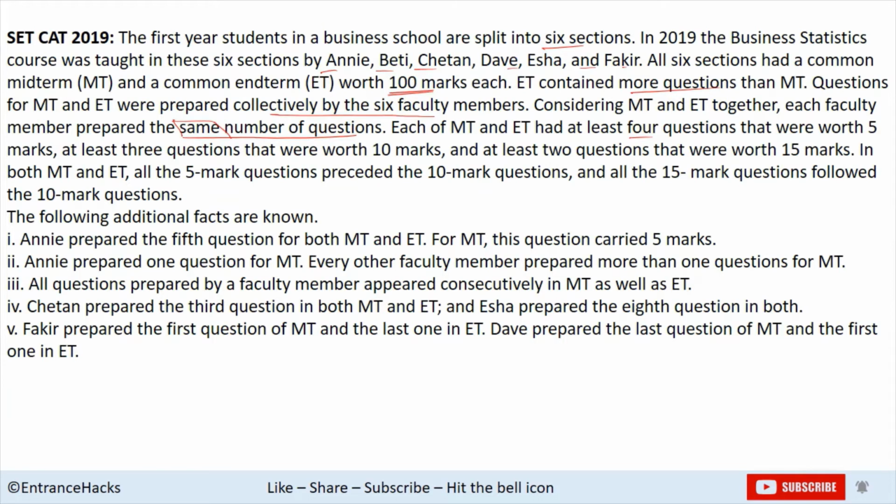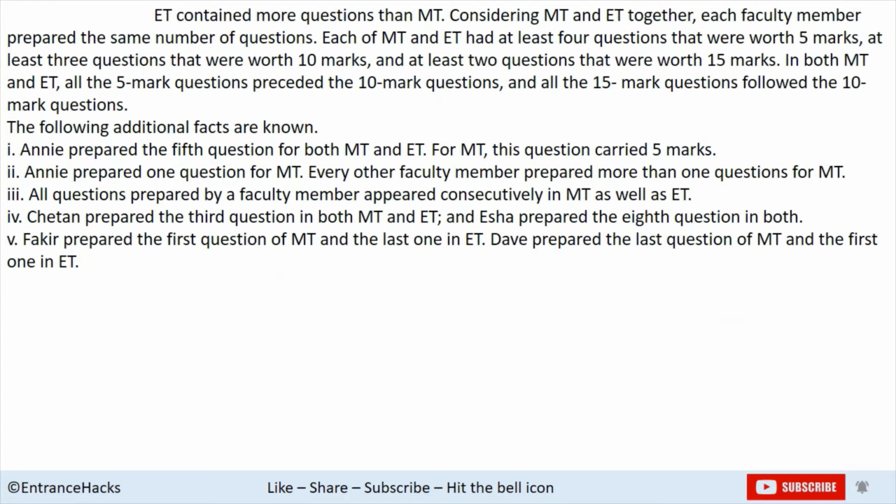So these are the questions. First, what we'll do, we'll convert the English language into what we can understand in logical reasoning. So we have the first statement, ET contained more questions than MT. So we can simply write it, ET has more questions than MT. Now considering MT and ET together, each faculty member prepared the same number of questions. There is stress on same.